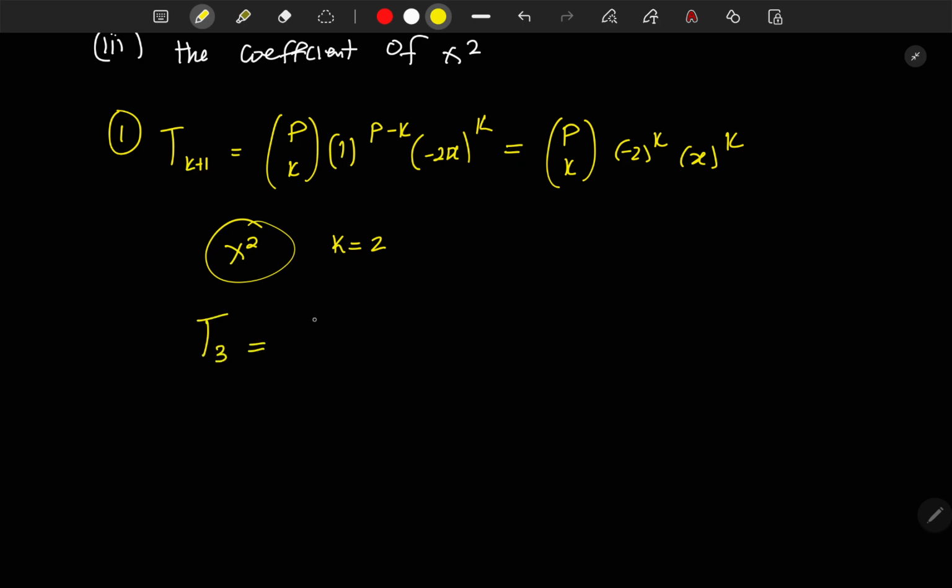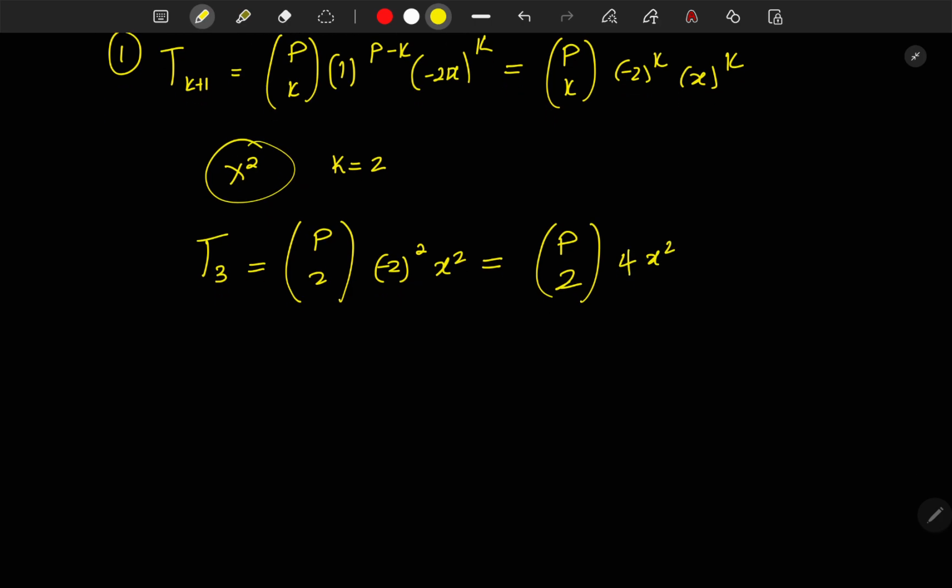This will be equal to p choose k, where k is 2, then we have negative 2 to the power 2, and x to the power 2. Evaluate this one, we get p combination 2, and we end up having 4, then x squared. And they are saying this is the coefficient. They are saying the coefficient of x squared itself is 40. Therefore, this is the coefficient there. So we're saying p choose 2, then 4, is equal to 40.